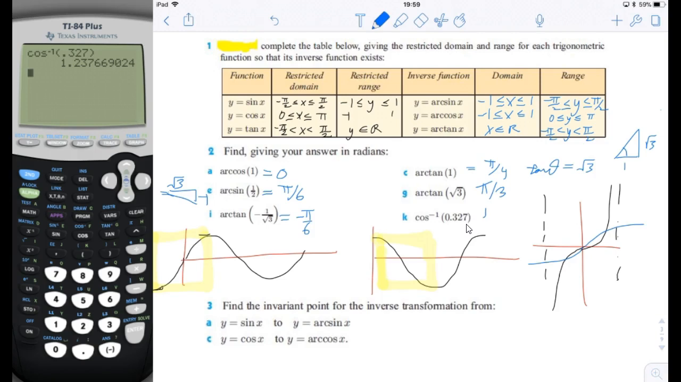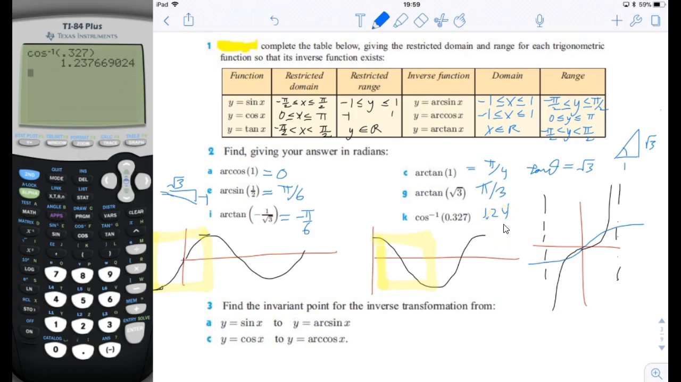So I'm going to put 1.24 there. Okay? And 1.24, remember, is a little bit less than half a pi. So if you look at our cosine, the range for our cosine is between 0 and pi. So this answer is definitely within the range, so you don't really need to adapt that at all.